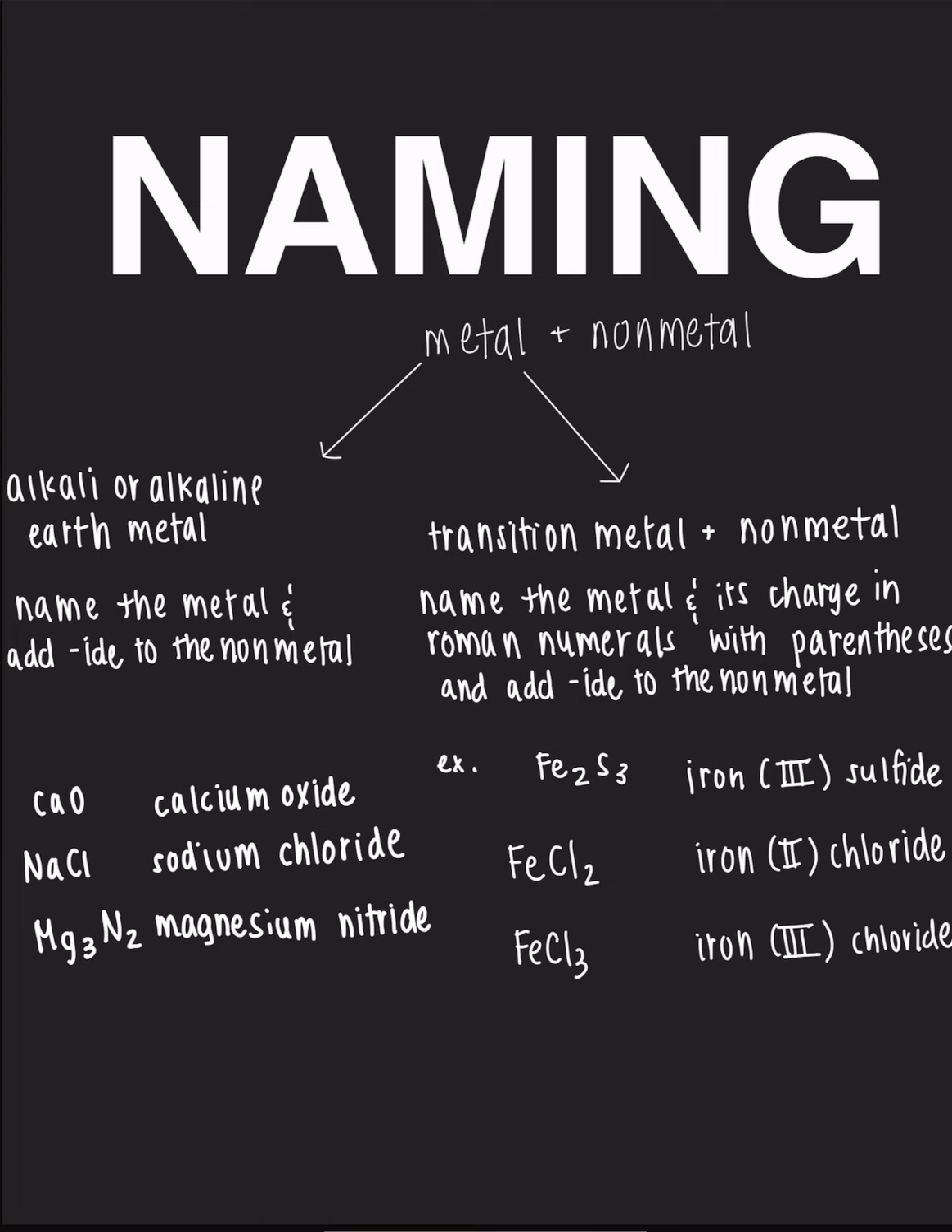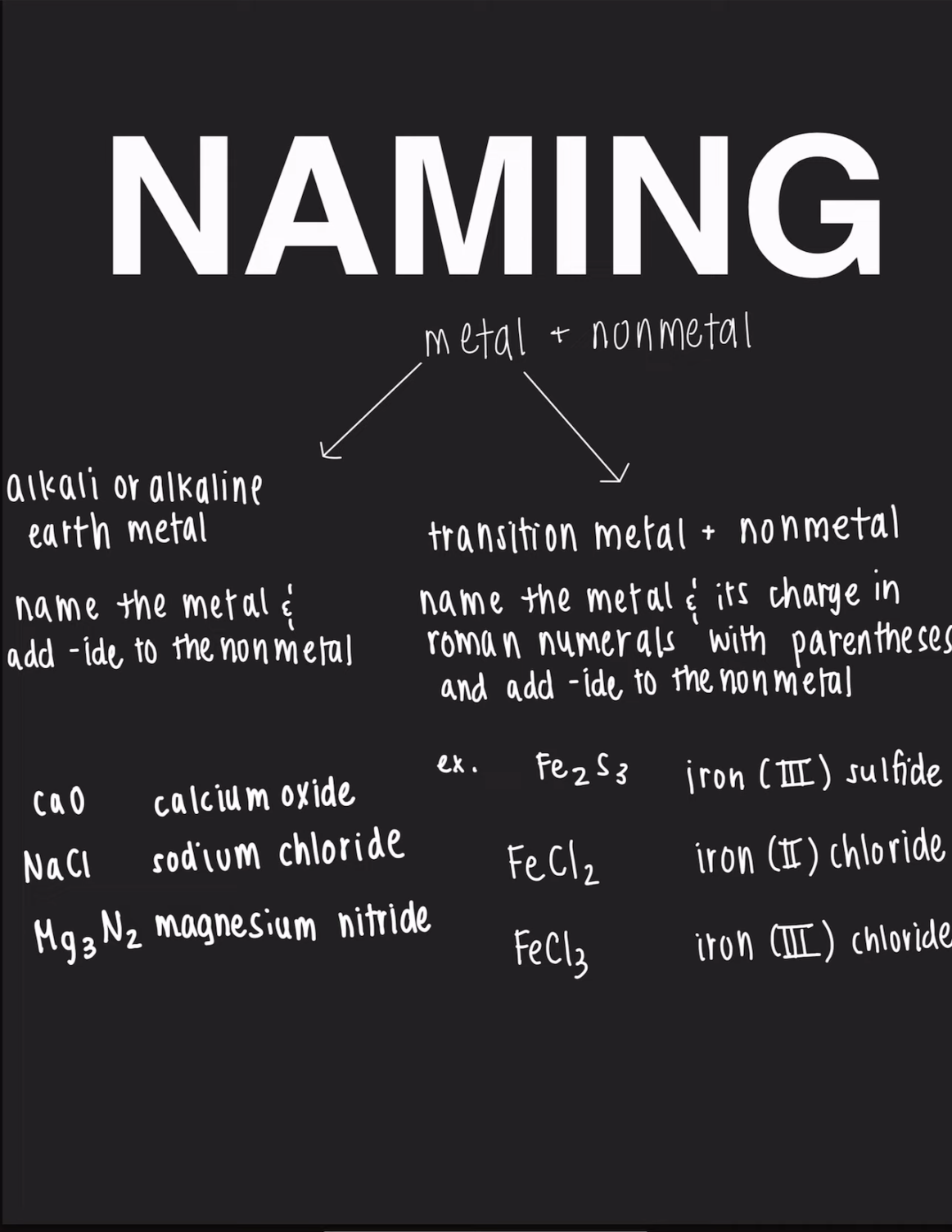So, for example, CaO is going to be calcium oxide, NaCl, sodium chloride, magnesium nitride. So you're not writing any charge. If you're a group 1 or 2A, you're not writing any charge, okay? You're just going to write the metal, and then the non-metal, you're going to modify it and add "ide." So instead of oxygen, you take off the "ygen" and then put "ide." Instead of chlorine, you take off the "ine" and put "ide." Nitrogen, again, you take off the "ogen" and then you put "ide." So that's what you do for that.